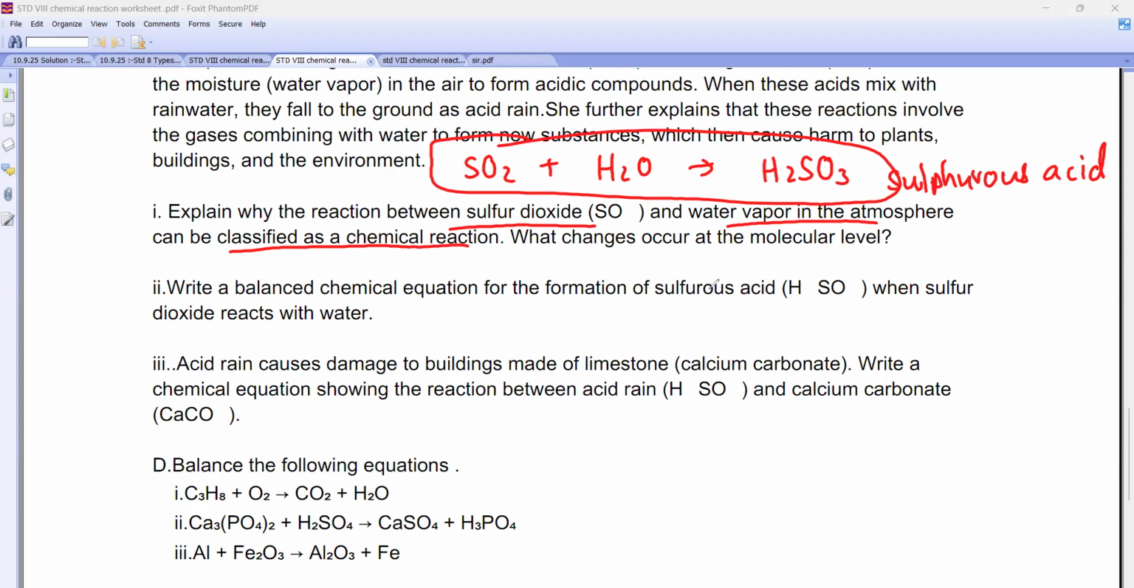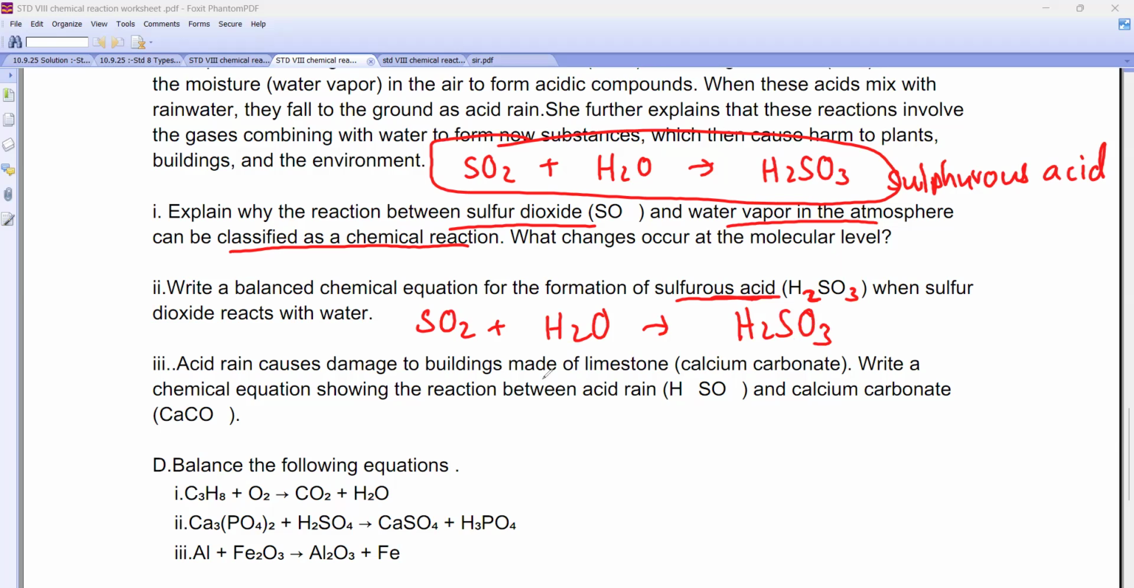Write a balanced equation for the formation of sulfurous acid. So beta, just now we wrote the same reaction. They have written the wrong formula. Sulfurous acid is H2SO3. So look, so many errors they have made. So the same reaction we have to write. This is sulfurous acid.